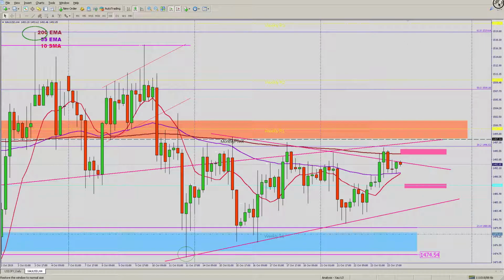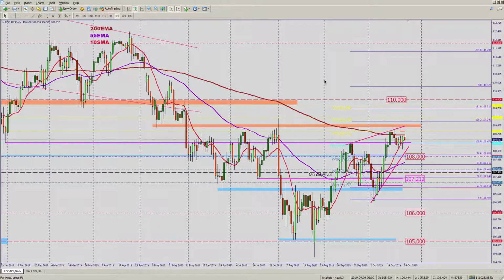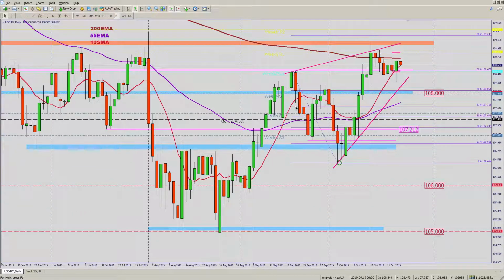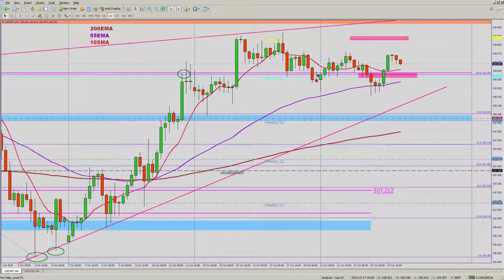Alright, let's take a look at the dollar yen. Dollar yen is still constrained by the daily 200 EMA above that as resistance, and the weekly pivot support is at 108.46. It did make a recovery yesterday after dipping lower, and bounce back up above the weekly pivot.